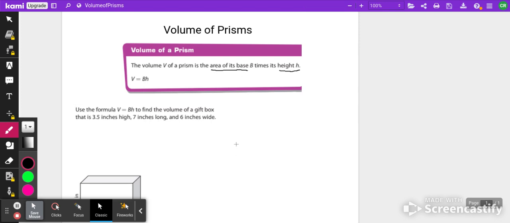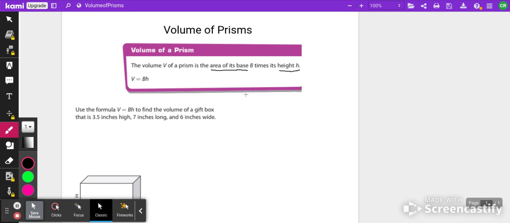We're going to look at this first problem. It says, use the formula V equals big BH to find the volume of a gift box that is 3.5 inches high, 7 inches long, and 6 inches wide. If we're talking about a gift box, that's going to be a rectangular prism. It's a prism where all the faces are rectangles.